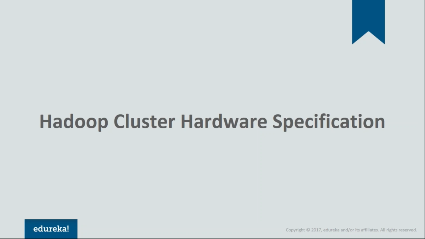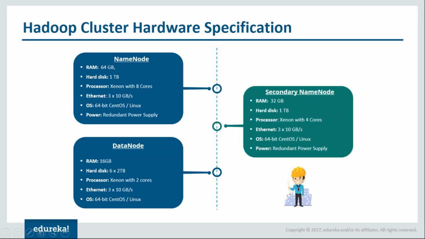So now let me tell you about the Hadoop cluster hardware specification. Some of the hardware specifics that you should keep in mind if you want to set up a Hadoop cluster. So for the name node, you need RAM with 64 GBs, your hard disk should be minimum of 1 terabyte, the processor should be Xeon with 8 cores, the Ethernet should be 3 by 10 GB per second, the operating system should be 64-bit CentOS or Linux, the power should be redundant power supply because you don't want the name node to go down, right? Because if the name node goes down, your entire HDFS cluster will go down.